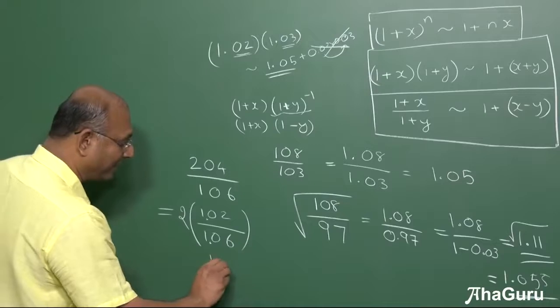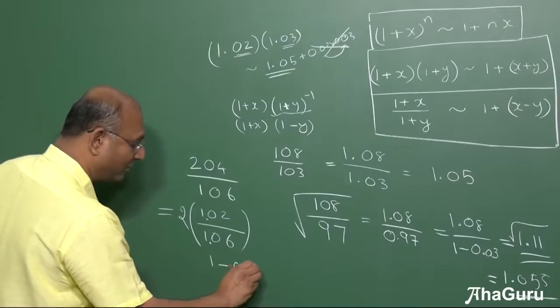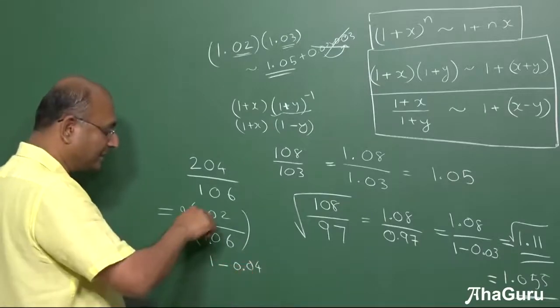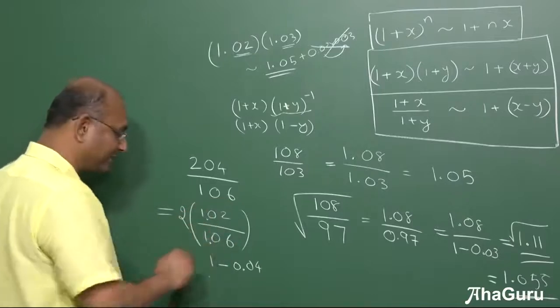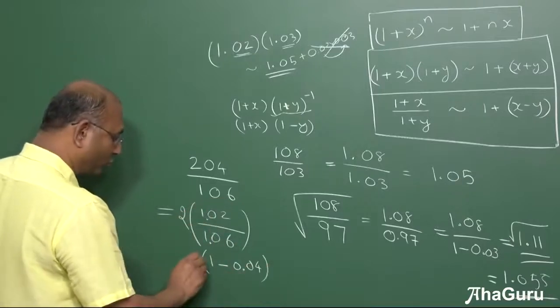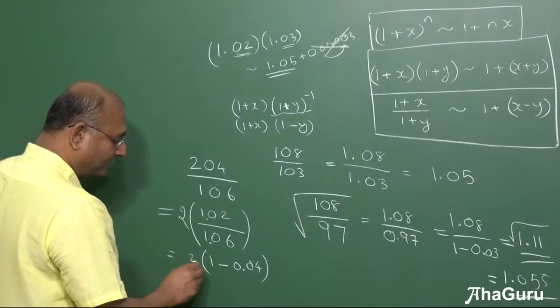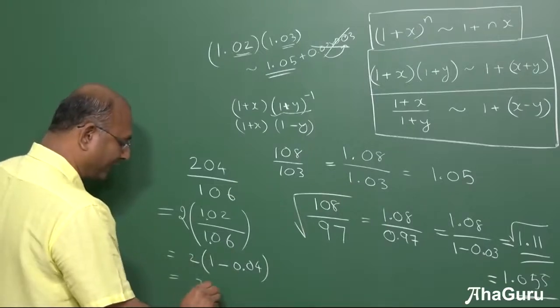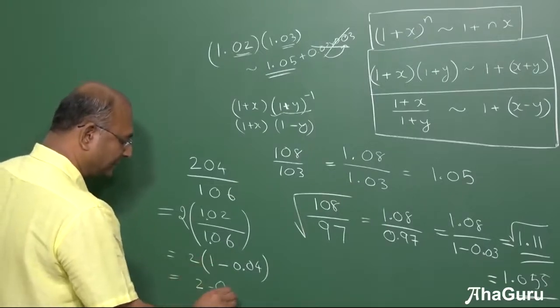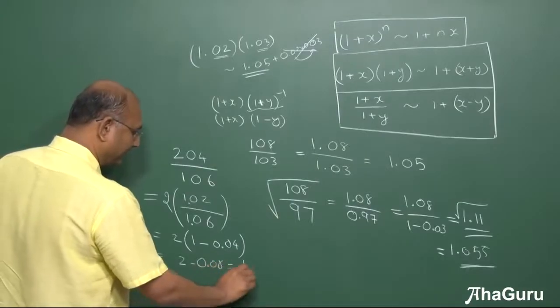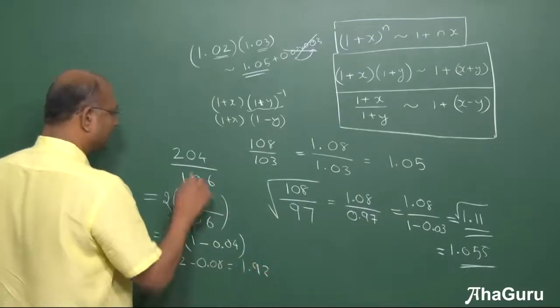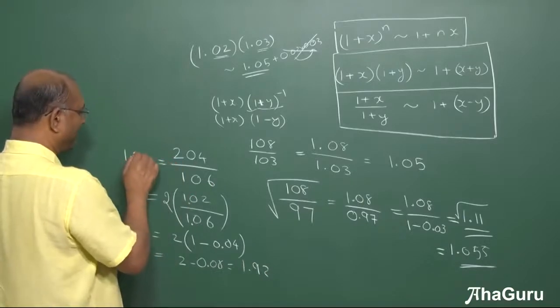So this is 1 minus 0.04, because 0.02 minus 0.06 is 0.04. So this into 2. Okay, so this you can multiply and figure out. 2 minus 0.08, which is going to give me 1.92. So the answer to this one is 1.92.